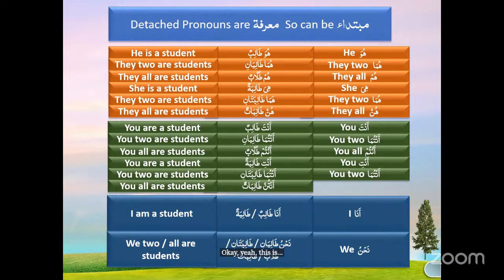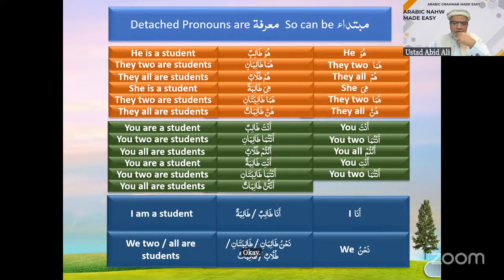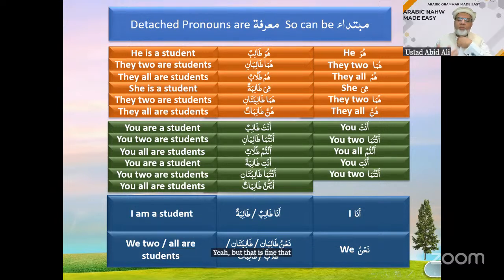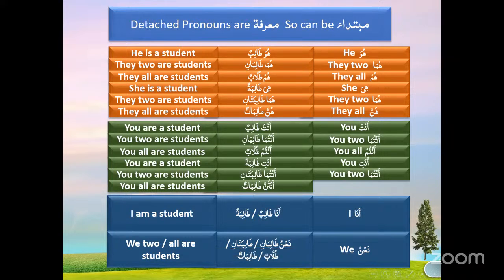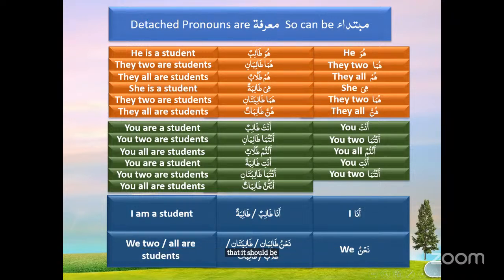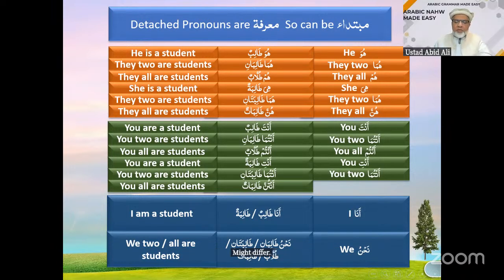Marifa. And why is it Marifa? Because the Mubtada is always Marifa in a Jumla. Yes, we know that Mubtada is supposed to be Marifa, but what is Antunna itself? It is a detached pronoun. And what are the qualities of a detached pronoun? That it should be Marifa. That is what I'm looking for.